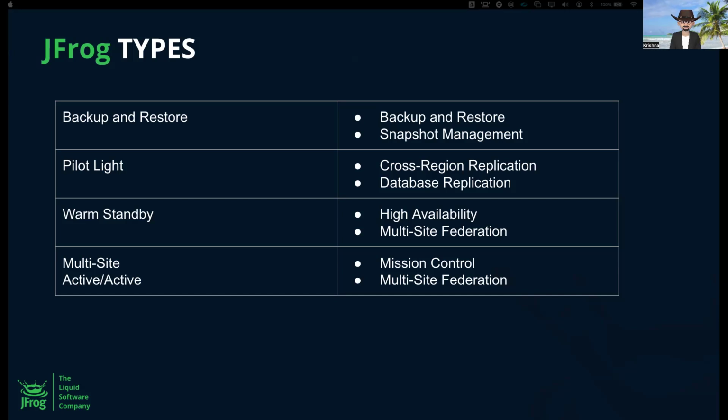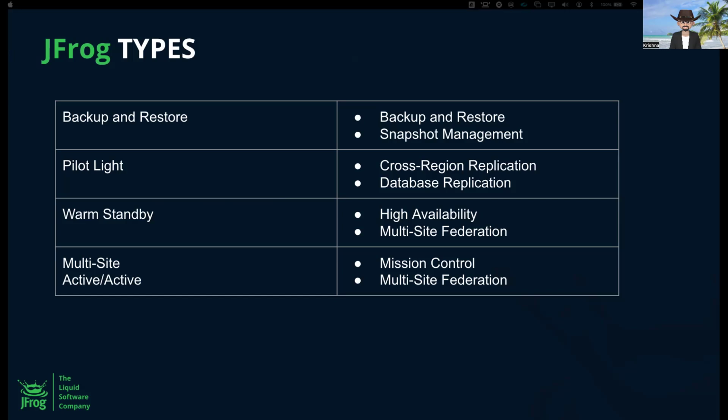Pilot light involves keeping minimum resources running in a secondary region. Cross-region replication ensures that data is replicated to the secondary site, which can be quickly scaled up if needed, and database replication also ensures the database is continuously copied to another region, allowing for quick recovery with minimal downtime.